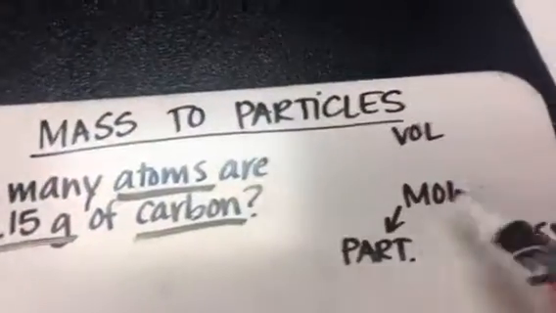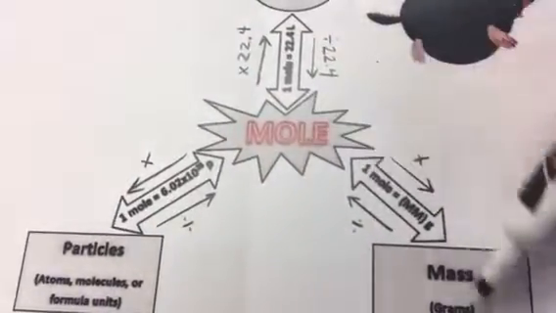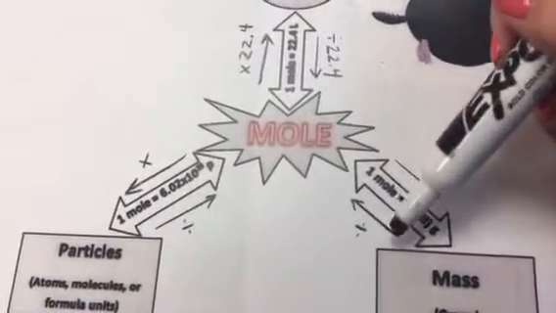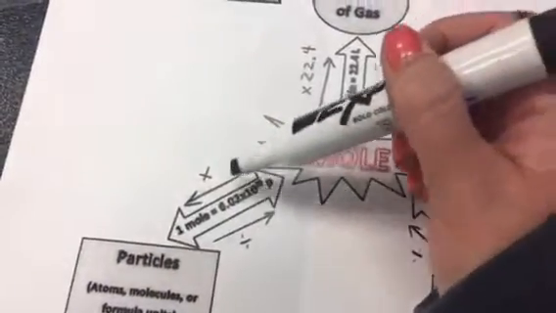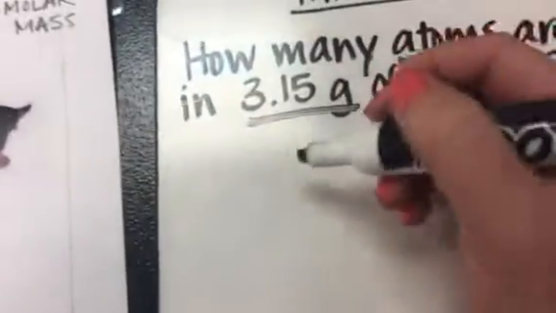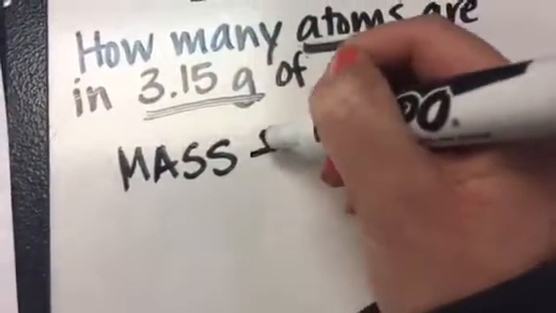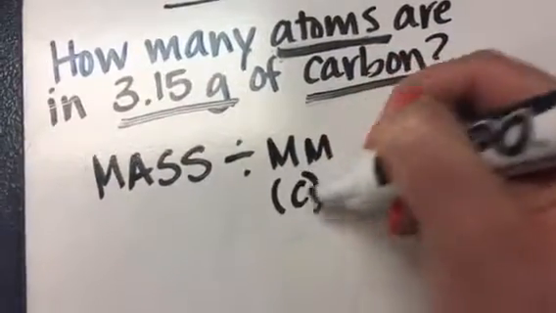So if we're going from mass to particles, we have to think about our mole map. Mass to moles, that first step, we're following in this direction. We're going to divide by the molar mass, that's capital MM, molar mass of carbon. And once we're here, we're going to follow this arrow and multiply by Avogadro's number. So I can first just write that down. I'm going to start with mass and then divided by molar mass of carbon. I'll just put carbon in parentheses.